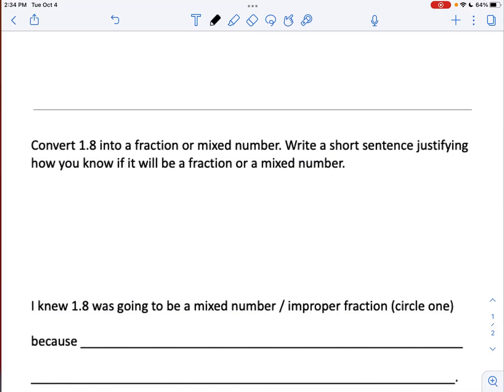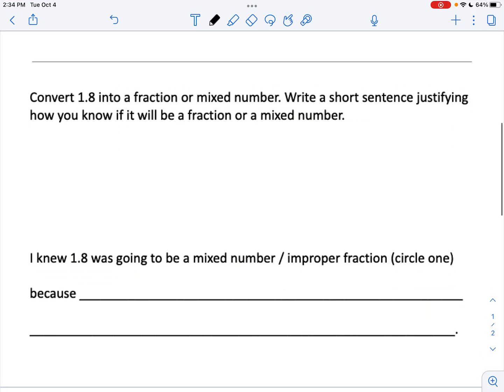So I'm not going to do this problem for you, but there are two parts to this problem. So the first part is converting 1 8/10 into a fraction or a mixed number. But the second part is writing a short sentence justifying how you know if it will be a fraction or a mixed number. And what I mean by this is before you even start the problem, before you do anything that we learned in class on Monday, I want you to look at the number 1 8/10 and tell me in a short sentence, I already have the sentence starter down at the bottom, how you know whether it's going to be a mixed number or a fraction.